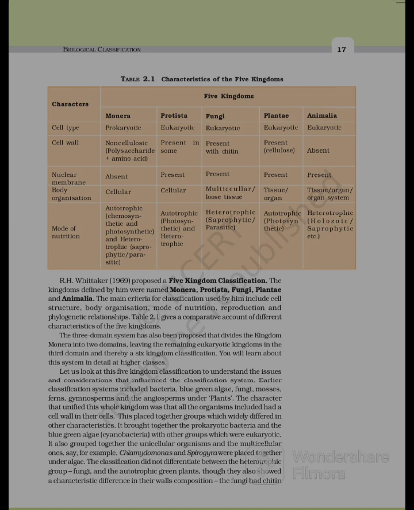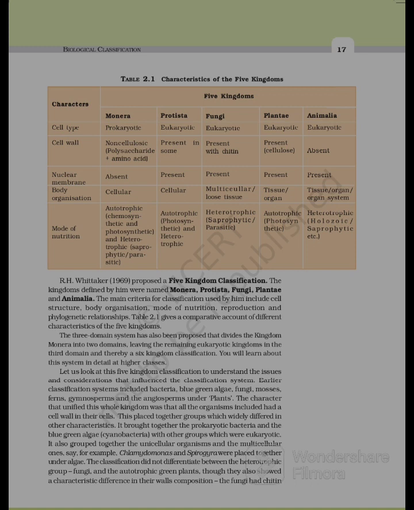Table 2.1 that we have already seen gives a comparative account of different characteristics of the five kingdoms. The three domain system has also been proposed that divides the kingdom Monera into two domains, leaving the remaining eukaryotic kingdoms in the third domain and thereby a six kingdom classification. You will learn about this system in detail at higher classes.